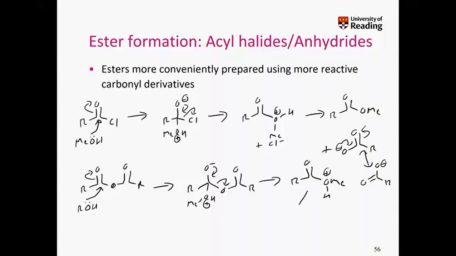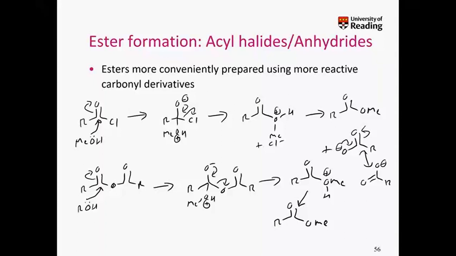And then finally, we lose that proton, and we end up with our ester product. So this would be a very simple way, or a much easier way, of making our ester than doing the carboxylic acid with the acid and the alcohol.